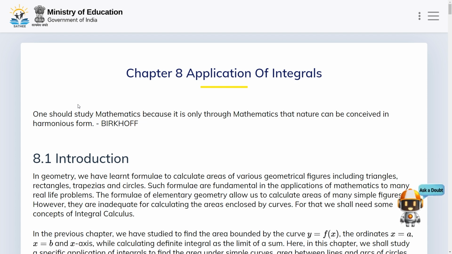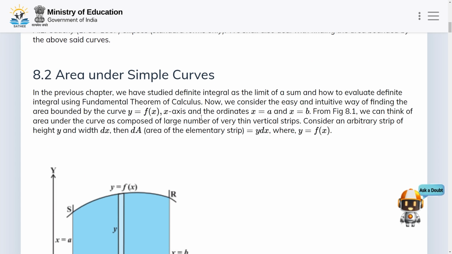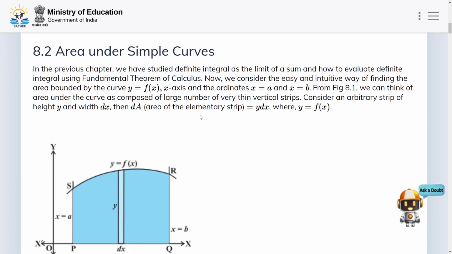How deeply? We are going to the applications of integrals, how we can see the physical phenomena or the theoretical phenomena from this chapter on integrals. So applications of integrals, chapter 8. Let's see the first thing, which is area under simple curves. One thing which is given by a definite integral is the area under simple curves.